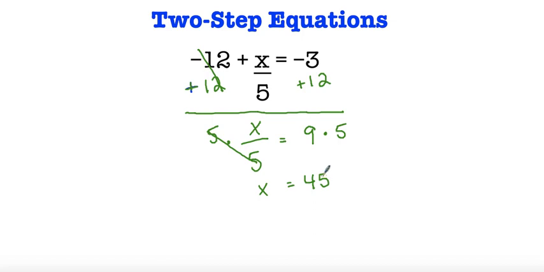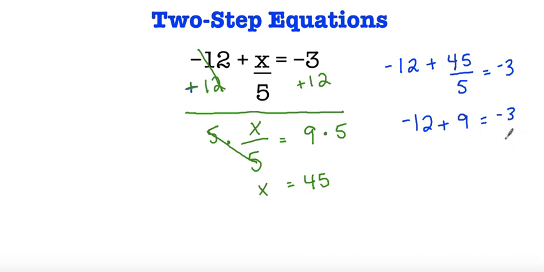And if I wanted to go back and check my answer, all I would have to do is substitute for x. So negative 12 plus 45 divided by 5 is equal to negative 3. So negative 12 plus 45 divided by 5 is 9. And this is true, so that's how I know that x is equal to 45.